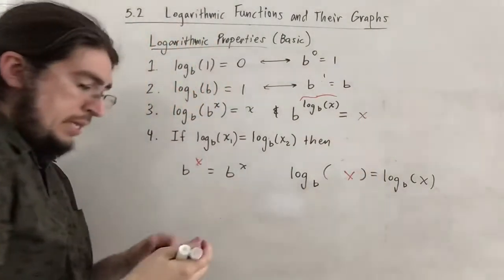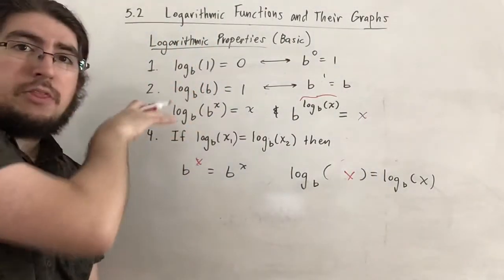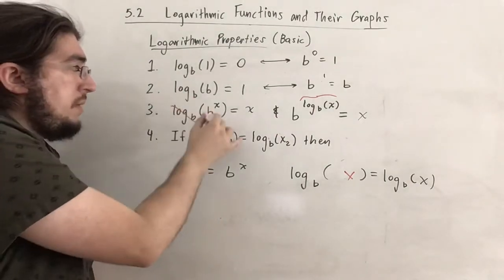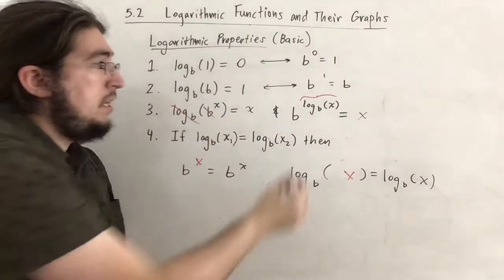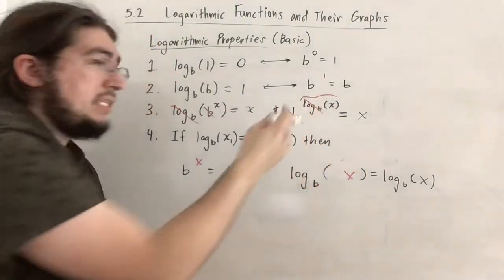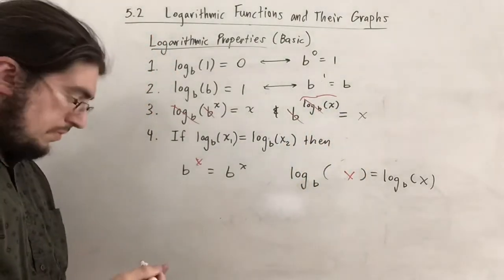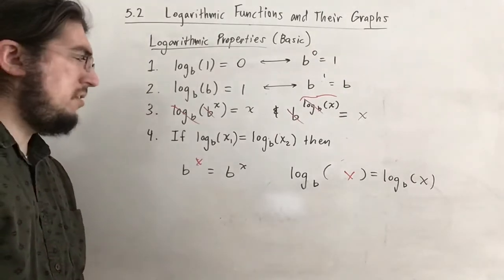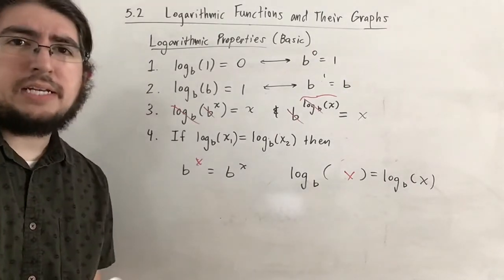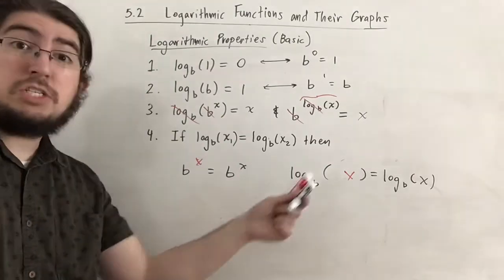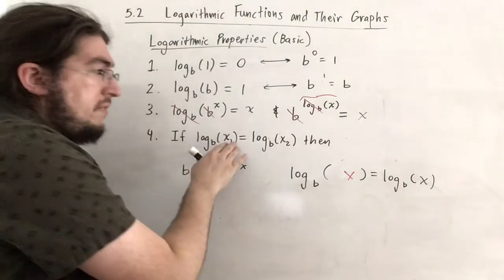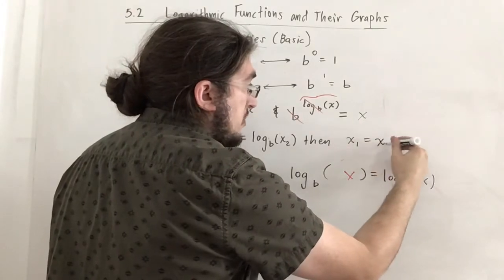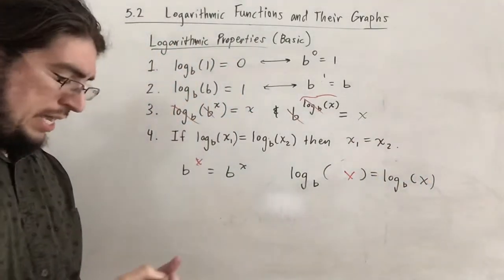And very often, these two properties in 3 are known as cancellation. So log base b of b cancels and you just get x. b to the log base b of x cancels and you just get x. Good. And now finally 4. 4 is literally just the explanation of the one-to-one property that we just used. If log base b of x1 is equal to log base b of x2, then x1 must be equal to x2. There we go.